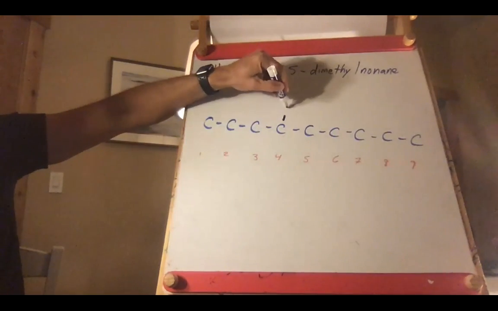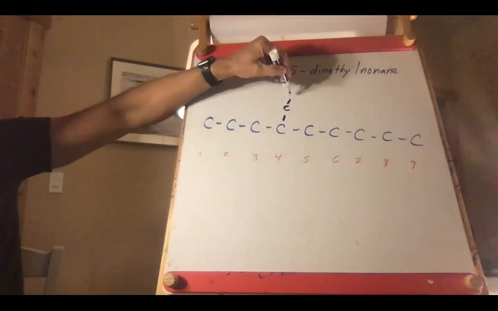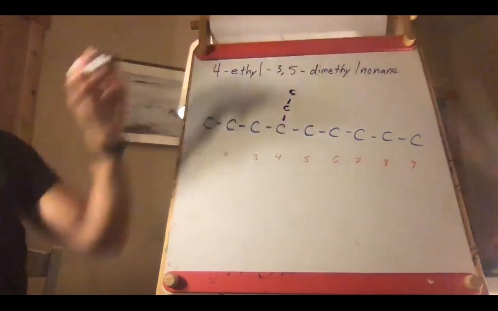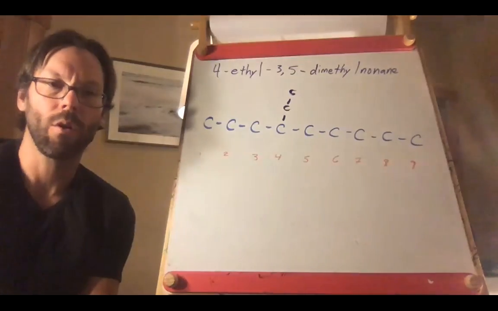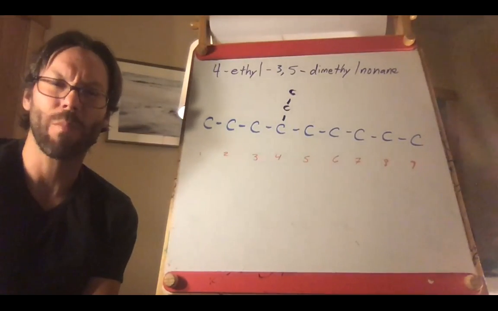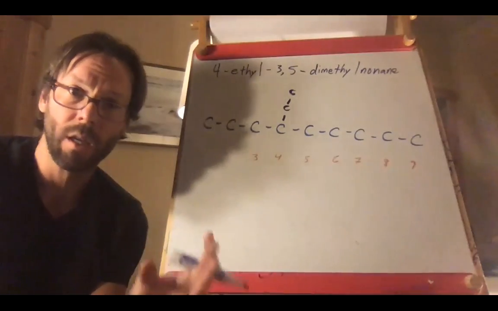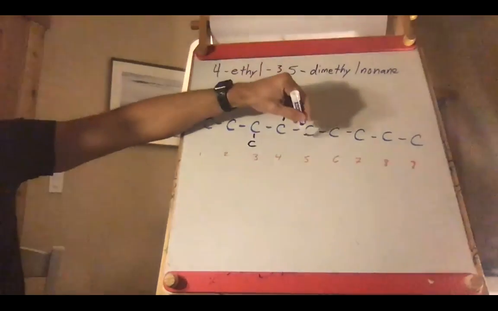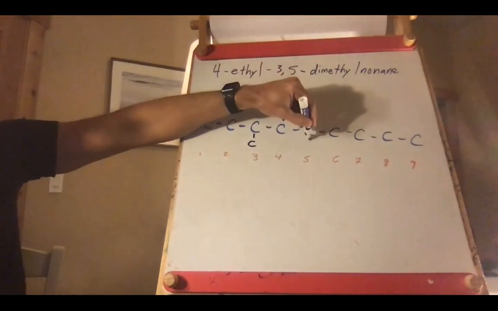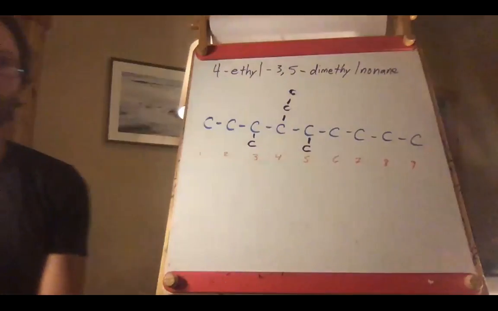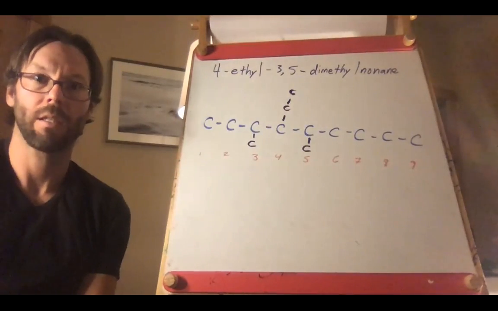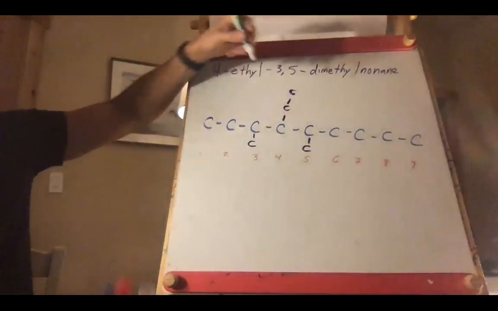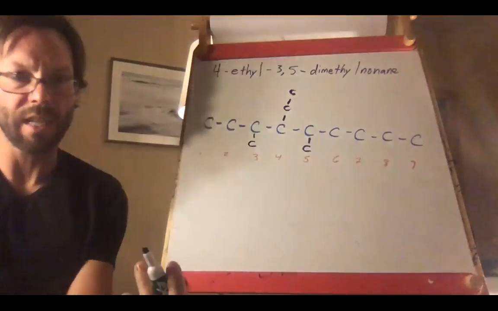Let's draw an ethyl. Well, what is an ethyl? It's 2 carbons, right? Like that. 4-ethyl, 3,5-dimethyl. So 2 methyls, one at 3 and one at 5. So we can put a methyl group there. 3, 4, 5. A methyl group there. That's it. All we really have to do is fill in the hydrogens, and you can write all the hydrogens out, or you can do a condensed formula.